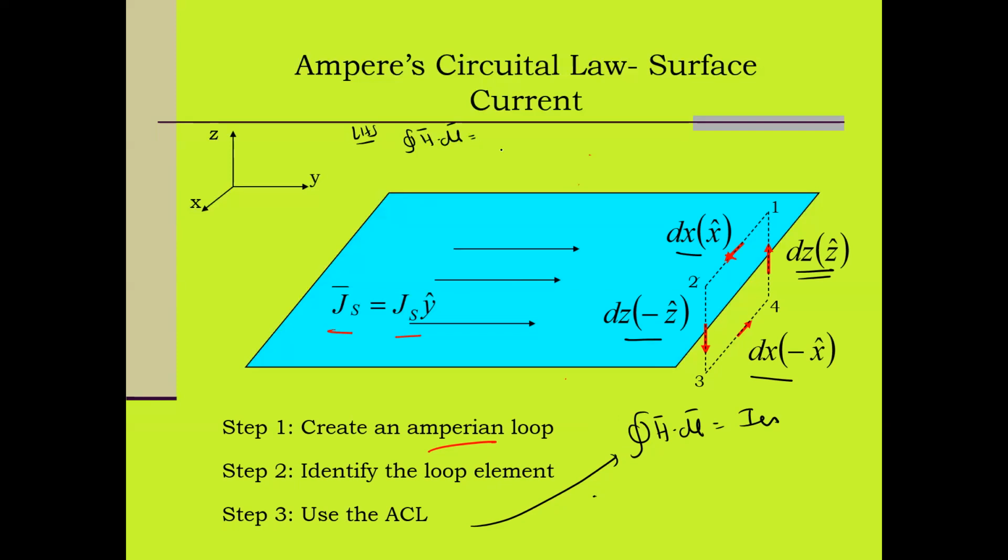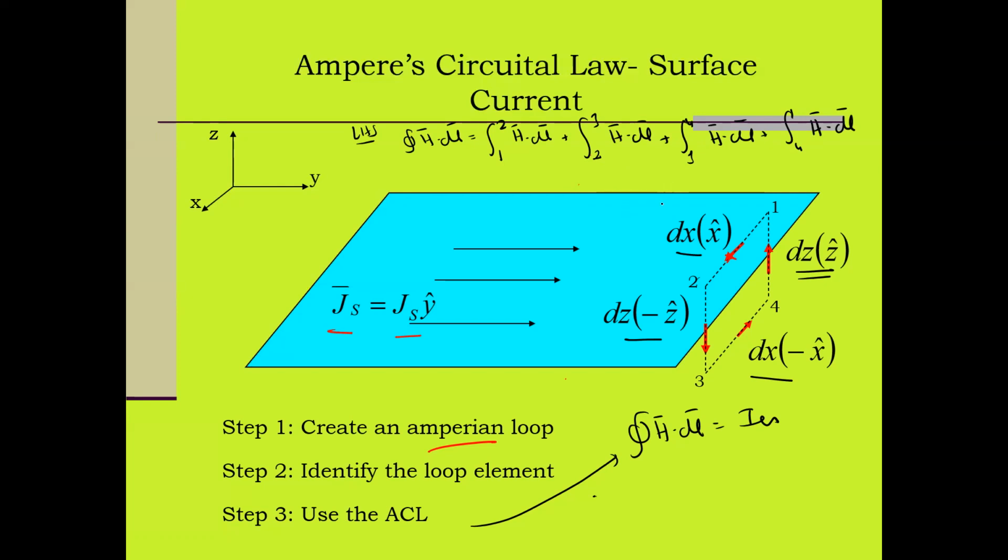Basically this integration can be written as 4 different integrations related to the sides of your Ampere loop, where we have integration from side 1 to side 2 of H dot dl, plus integration from side 2 to side 3 of H dot dl, plus integration from point 3 to point 4 of H dot dl, and finally integration from point 4 to point 1 of H dot dl. Okay, so this is the closed loop integration, right?